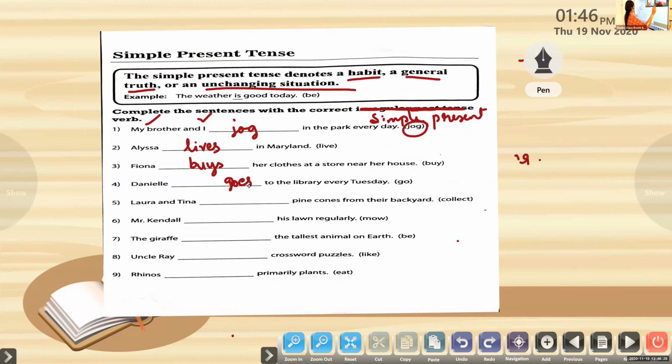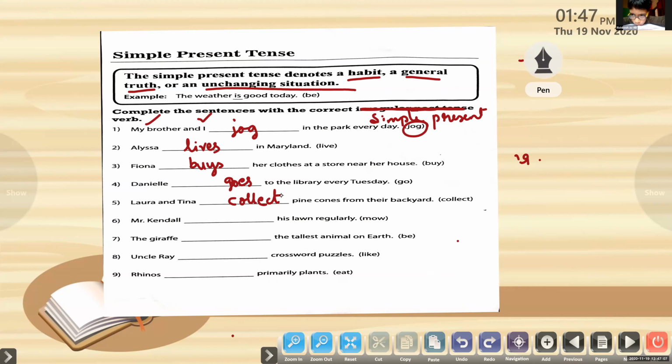Laura and Tina dash pine cones from their backyard. Collects? Think. Laura and Tina, two people are there. So it should be just collect. If it is plural, collect. Don't use S or ES in simple present tense for plurals. Now the next one.